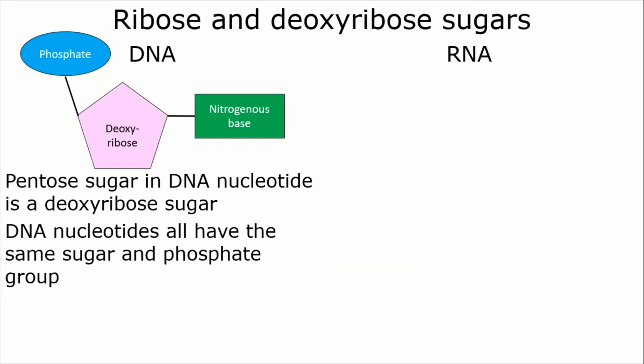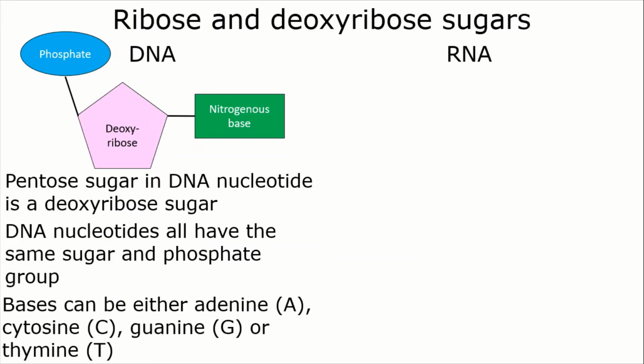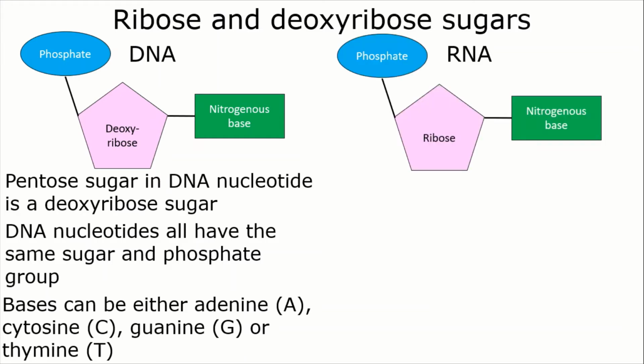And DNA nucleotides will all have this same deoxyribose sugar, and it will all have the same phosphate group. However, the nitrogenous bases can be different, so they can either be adenine, cytosine, guanine, or thymine. You don't need to remember these names, but you do need to remember that the bases are A, C, G, and T. So in RNA, the sugar instead is what's known as a ribose sugar. Again, in the name, ribose nucleic acid, RNA.